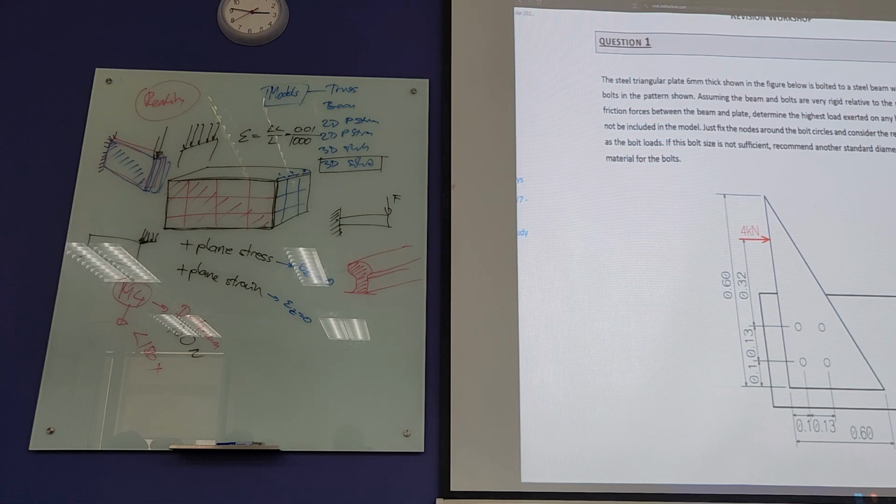Which one? This one shot. This is what? 3D. 3D.